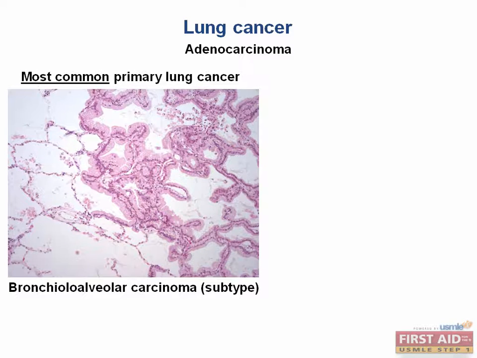Now, the bronchioloalveolar subtype is much less common and is not related to smoking. It typically spreads along the alveolar walls, appearing as thickening of the walls.